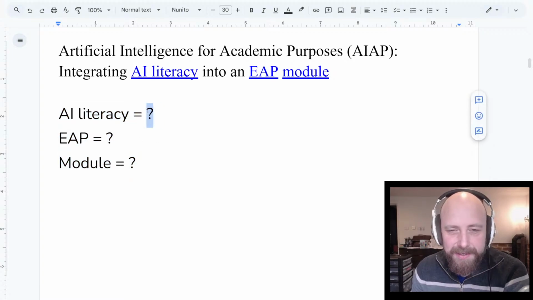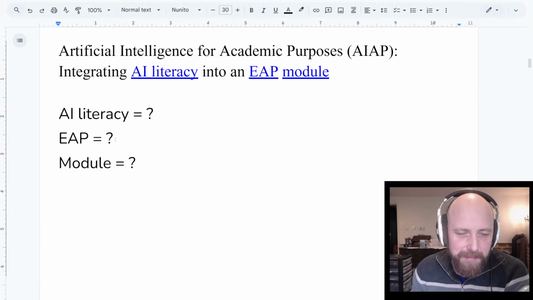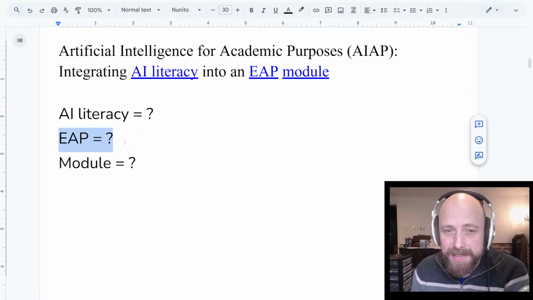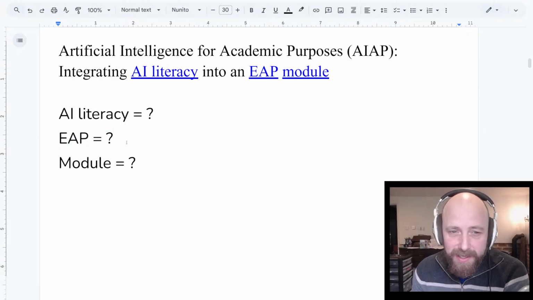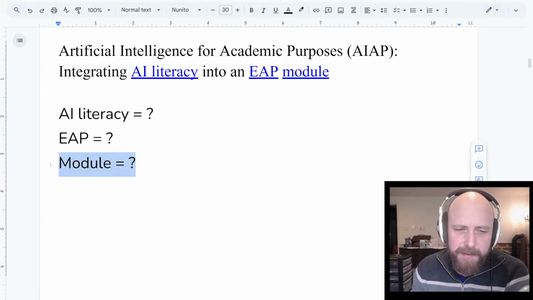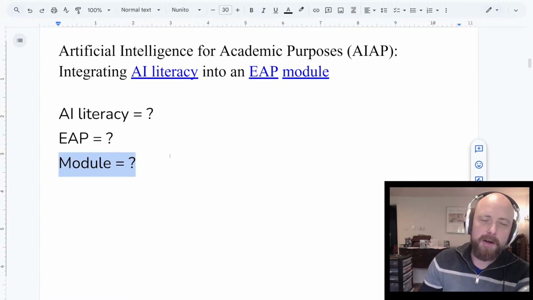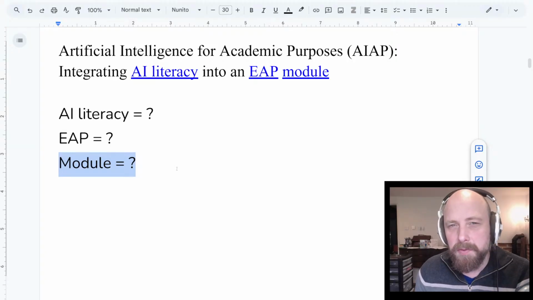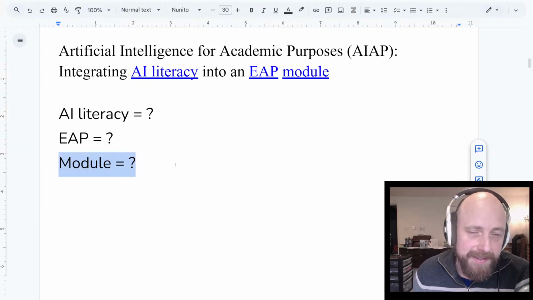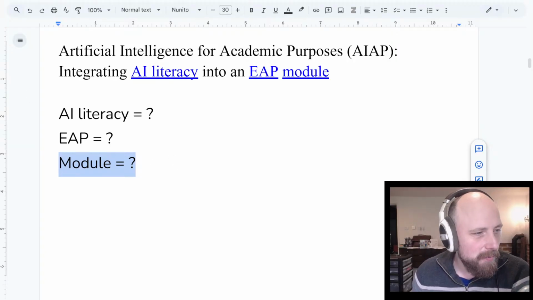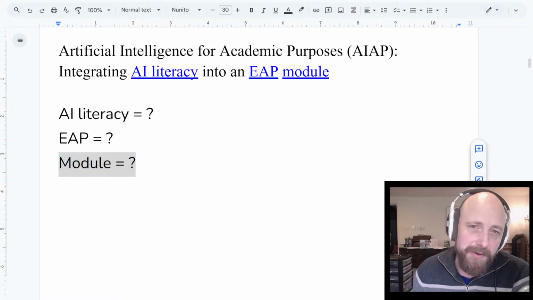So, AI literacy, what do you think that means? EAP, does anyone have any ideas for EAP? I might have to help you with that. And what about module? In this context, what do you think module means? Does it relate to education? And in what way do you think it relates to education? So these are some questions for your folks who are joining us live and anyone who's watching this later.